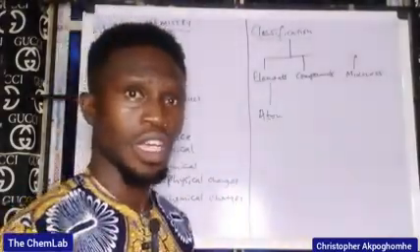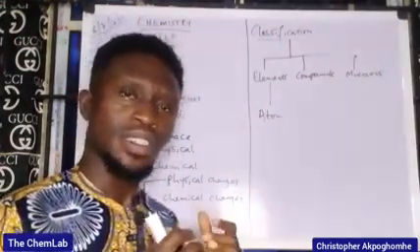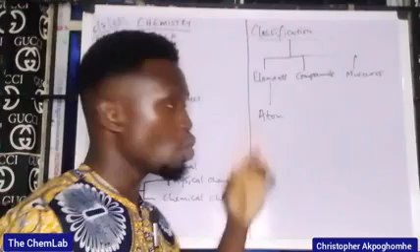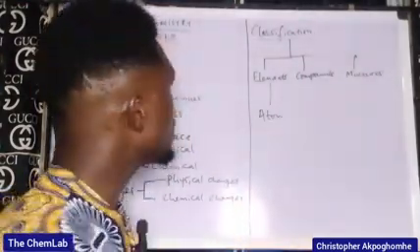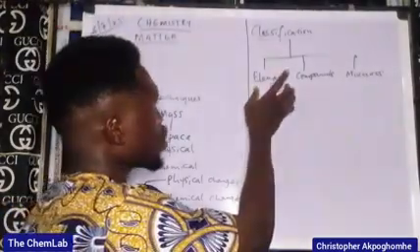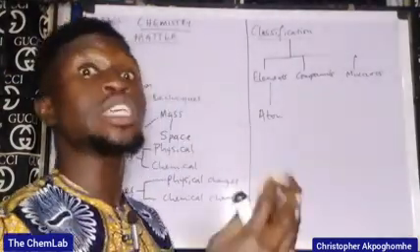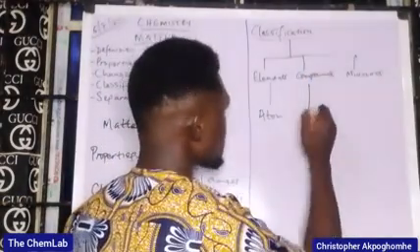Now, elements are made up of atoms. And we said an atom is the smallest particle of an element. We will come back to atoms in a later video. Now, we have talked about elements, and we know that there are different elements. There are over 109 elements. Now, let's talk about compounds.